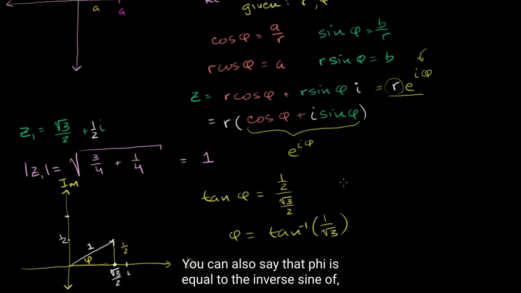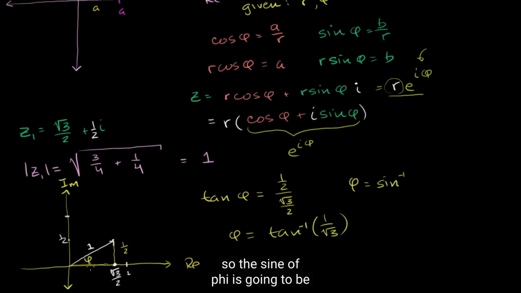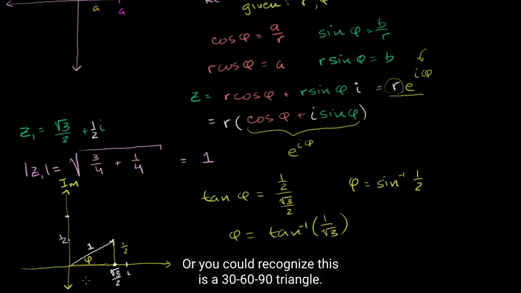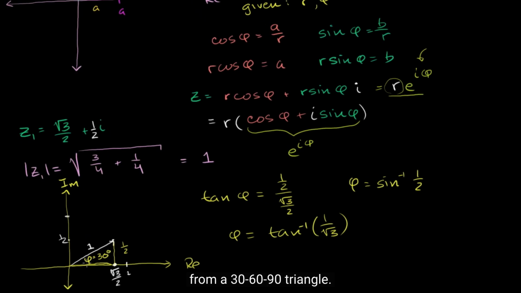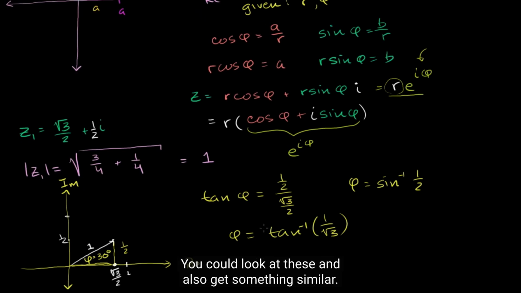You could also say that phi is equal to the inverse sine of, so the sine of phi is going to be equal to the opposite over the hypotenuse. So sine of phi is equal to 1/2 over 1, or phi is equal to the arcsine of 1/2. And you could put that in your calculator. Or you could recognize this is a 30, 60, 90 triangle. This base right here is square root of 3 over 2. This is 1/2. This is 1. So this angle right here is going to be 30 degrees. And that's just from pattern matching from a 30, 60, 90 triangle.